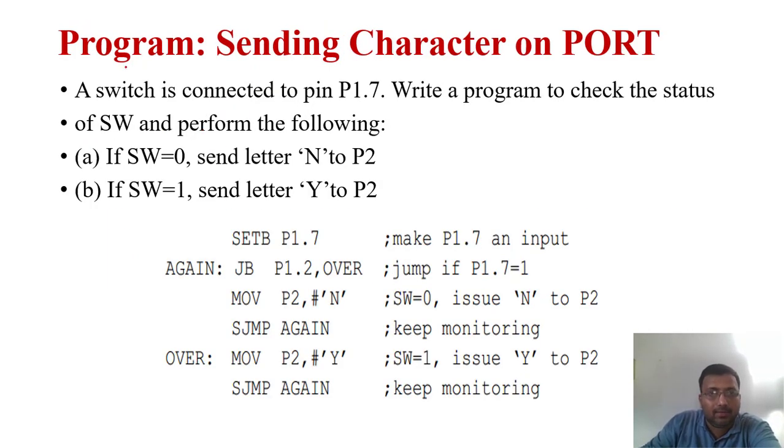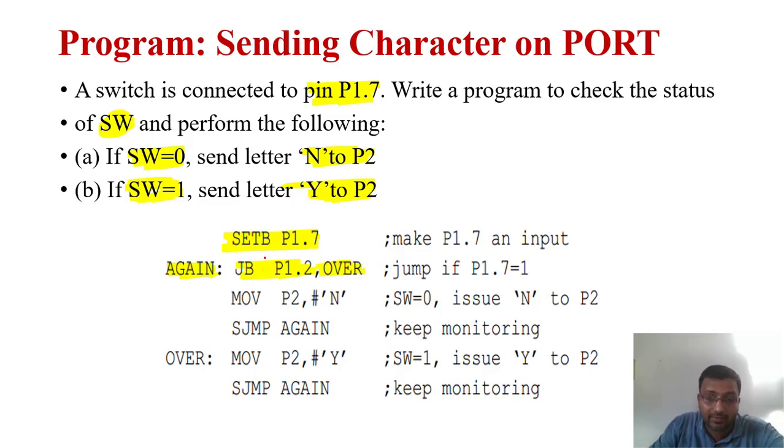One more thing: we can send parallel data onto the port. A switch is connected to P1.7; write a program to check the status of the switch. If the switch is 0, send the letter N to port 2. If the switch is 1, send the letter Y to port 2. So here is the program: SETB P1.7, so we have made P1.7 an input pin. Then jump on bit, JB P1.7, to over.